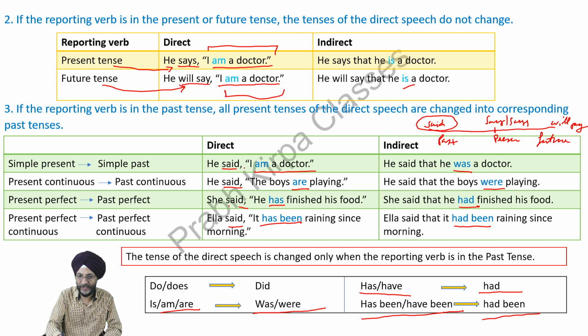I am a doctor. He said I am a doctor. He said he was a doctor. He said the boys are playing. You will convert it into the past. The boys were playing. She said he has finished his food. That is, he's talking.